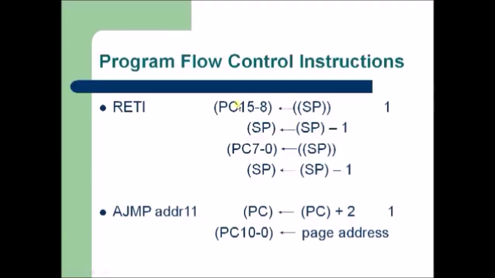The same operation goes on: the stack pointer value gets copied into the higher byte, it gets decremented by 1, and again the value pointed to by the stack pointer is copied into the lower byte of the PC, and it is decremented by 1. Now AJMP is an absolute unconditional jump instruction, and it transfers the control to the specified address. It is an 11-bit address, therefore PC plus 2 gets copied into PC, and that particular address will be copied into bits 0 to 10 of the program counter. Why? Because it specifies only the 11-bit address.